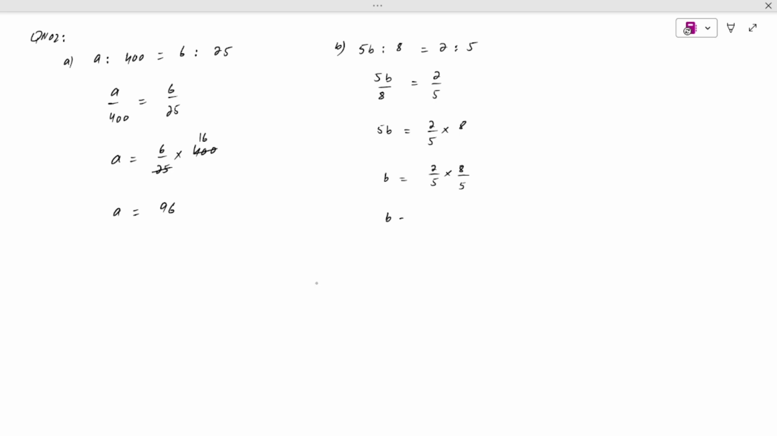And now multiplying 8 twos are 16 and 5 fives are 25. Now this is the number which cannot be simplified anymore. So becomes the value of b. This was the question number 2. Now we will solve the question number 3.